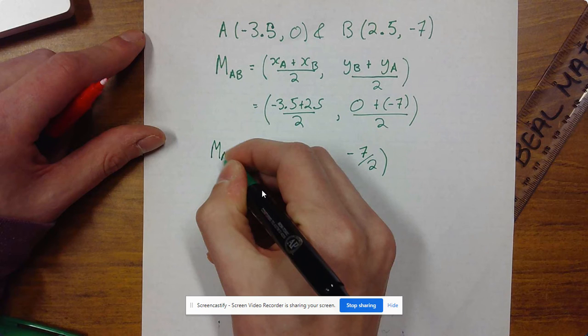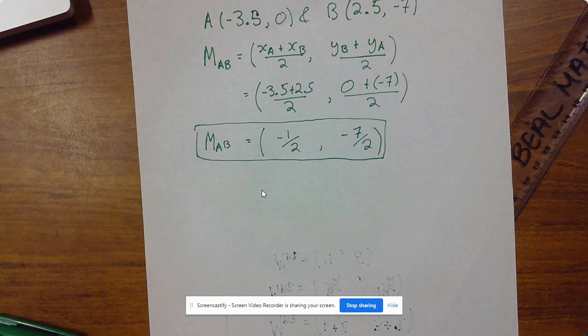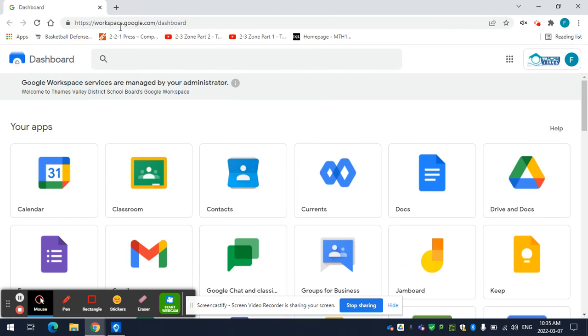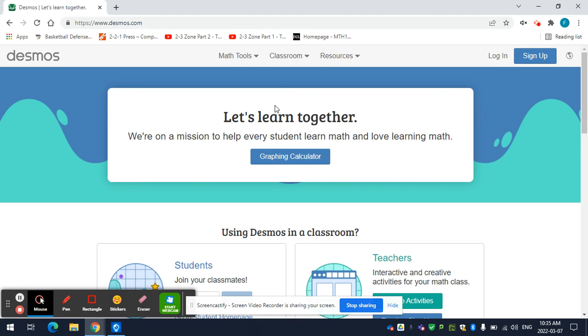And I have my answers in fractional form. I can't reduce here, so that's simplified without having to graph it or to count anything, which can get tricky when we have decimals or when we have large numbers. So that's how we can use the midpoint formula. Every line segment is going to have a midpoint. It splits into 2 sections. And again, if we wanted to, I could confirm that result using Desmos. Desmos is a great way to check our answers.